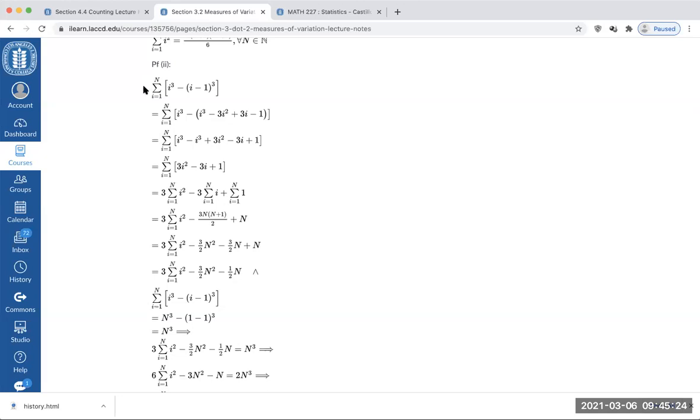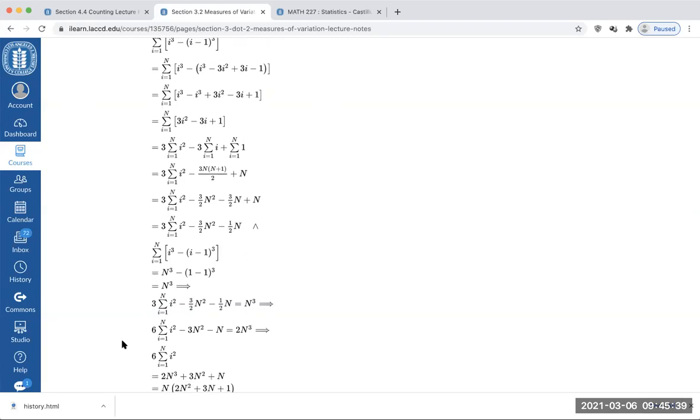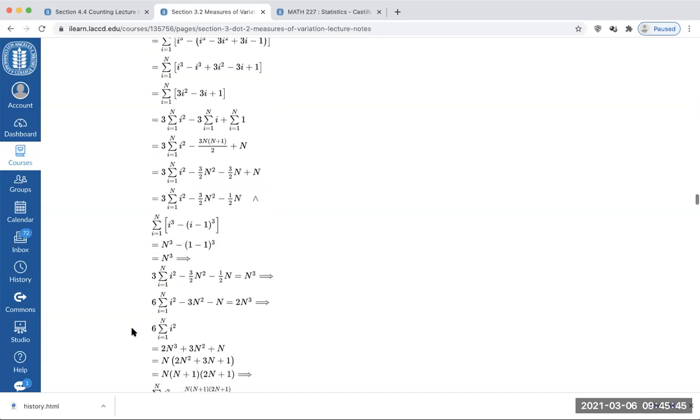Therefore, this sum is the same as this sum. So this 3 sum of i squared minus 3 halves n squared minus 1 half n must equal n cubed. Let's get rid of all the fractions, so let's multiply everything here by 2. So I have 6 sum of i squared minus, the 2's cancel, 3n squared, the 2's cancel, minus n equals 2n cubed.